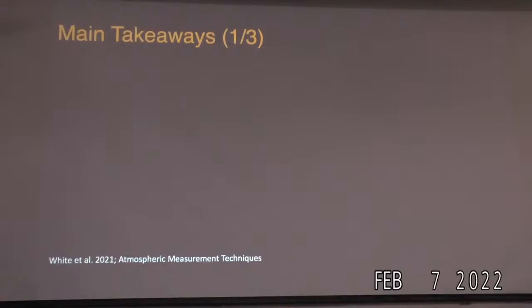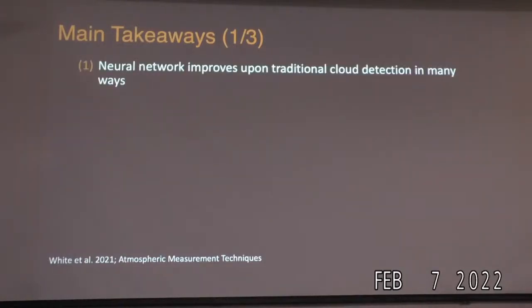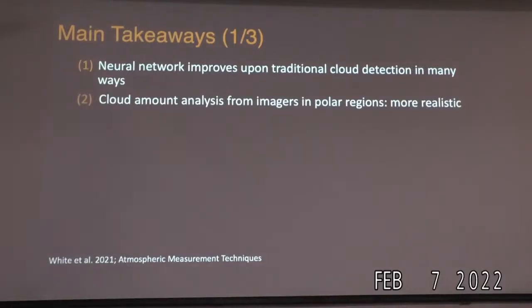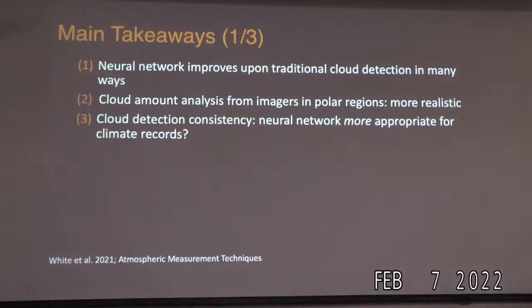So, main takeaways from this part of the presentation: neural networks improve upon traditional cloud detection in many ways. Cloud amount analysis from the core regions might become a little bit more realistic if we use a method like this. And there's some evidence to say that neural networks might be more appropriate for climate reference. But the broader takeaway is that we need to think about how these products are being used.